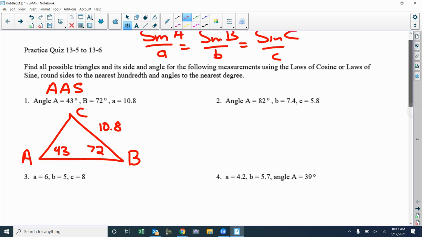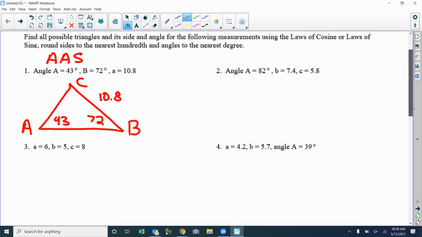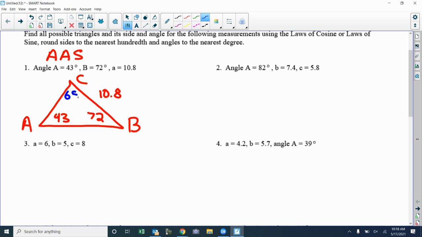So this one's pretty easy. We know the sum of the interior angles, angle A plus angle B plus angle C, has to be 180. So that will definitely come into play in this one, since it is an angle side. So we can fill in angle C at 65, and now use the law of sines to get side B at 15.1 and side C at 14.4. Make sure your calculator's in degree mode when you do those.